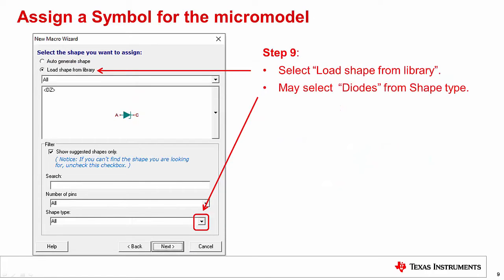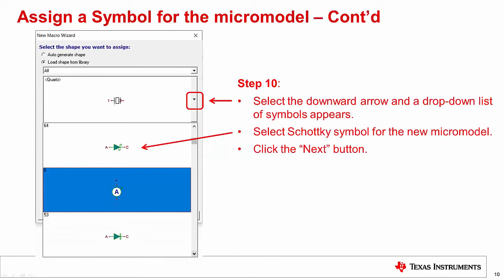Next, you will select the correct symbol. To do this, choose Load Shape from Library. The shape type option can be set to diodes to reduce the number of options. Select the downward arrow to scroll through the options. In this case, option 64 looks like the symbol we want. Select the model and press the Next button.